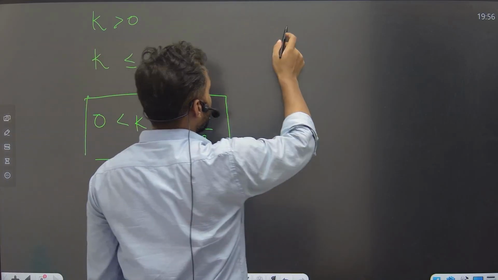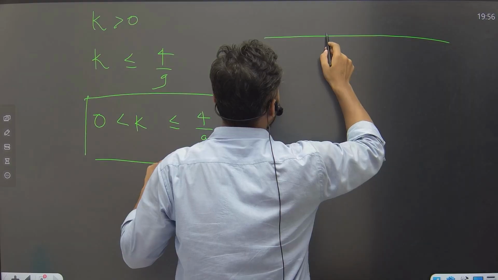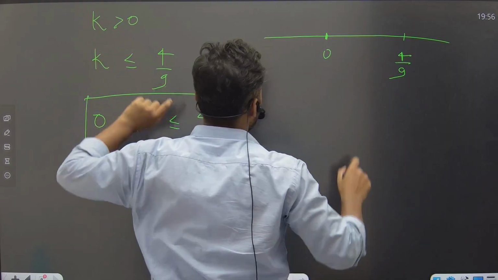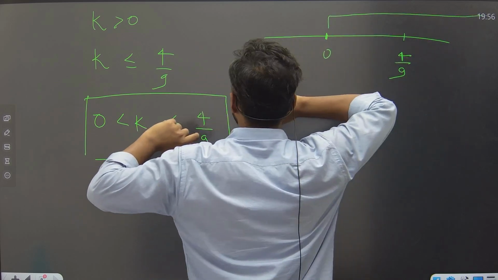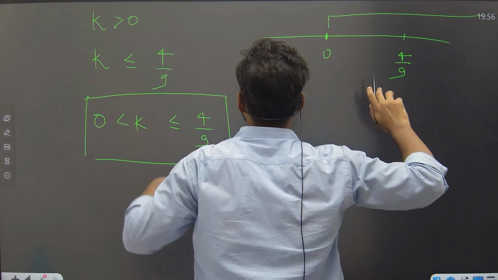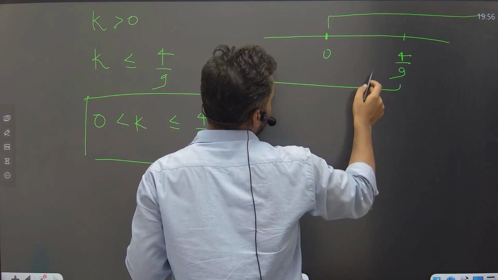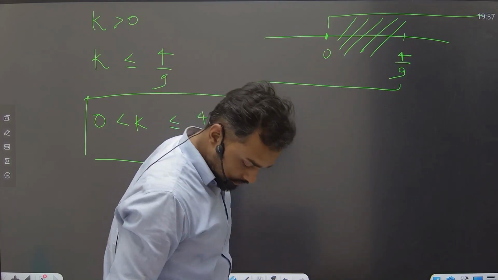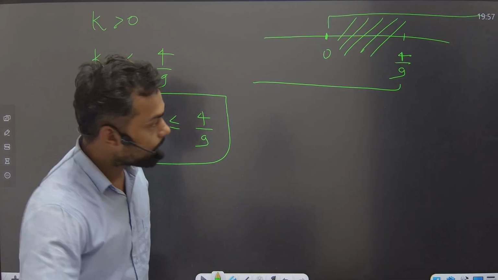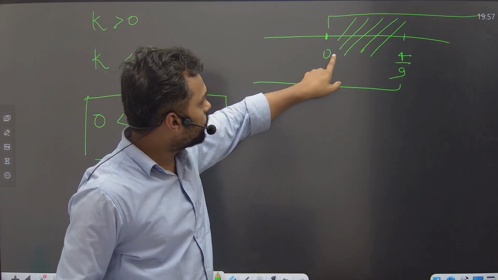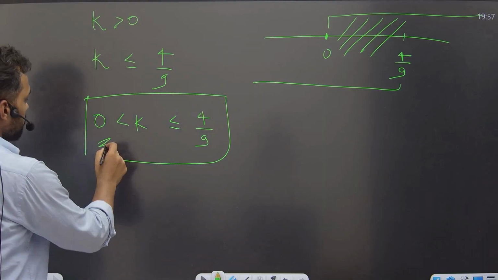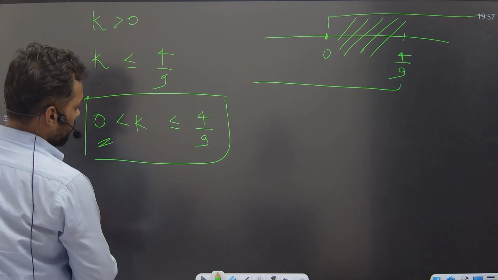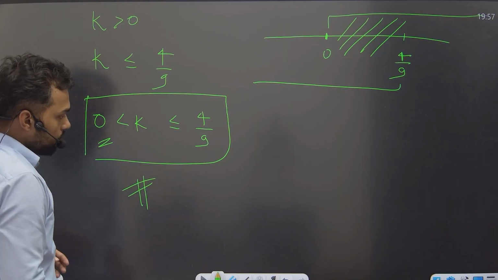If you want to conclude it like this, if you want to plot it, this is 0, this is 4 by 9. From the first, k is greater than 0 means this part will be included. From the second, k is less than or equal to 4 by 9 means this part will be included. So the common range will be this. So k must be in the range of 0 to 4 by 9, where 0 is excluded and 4 by 9 is included. So this is the possible range of values of k.